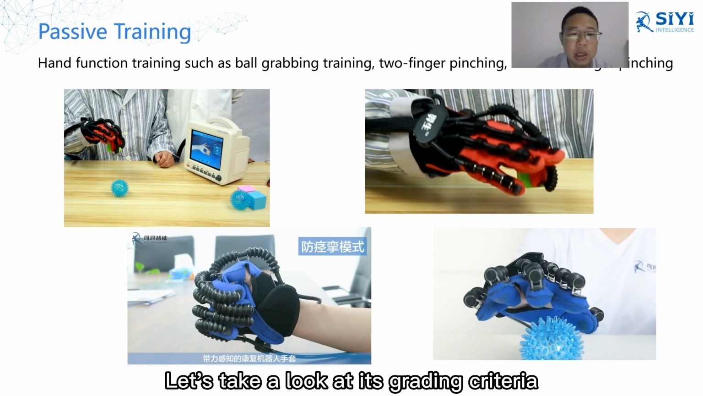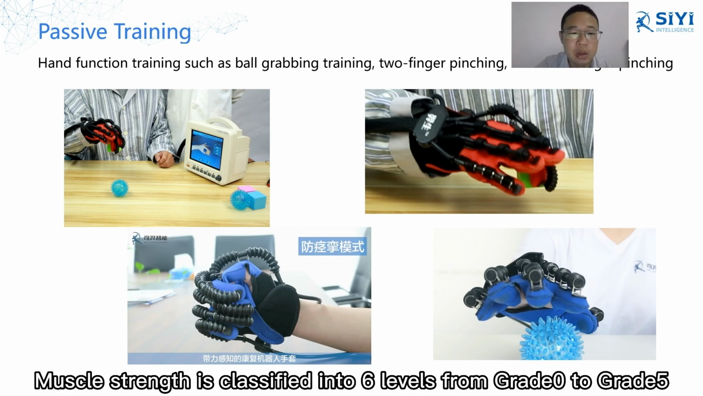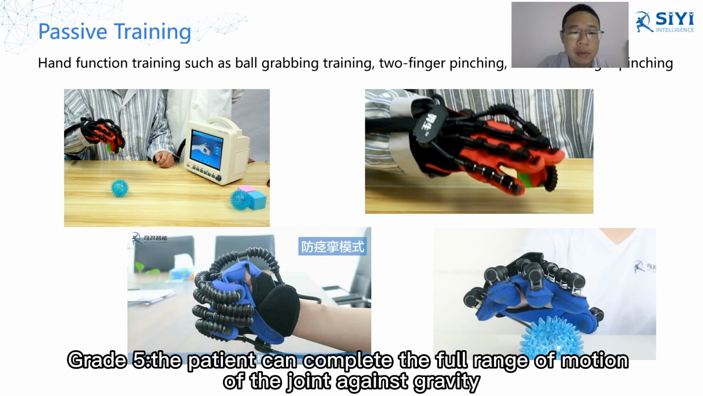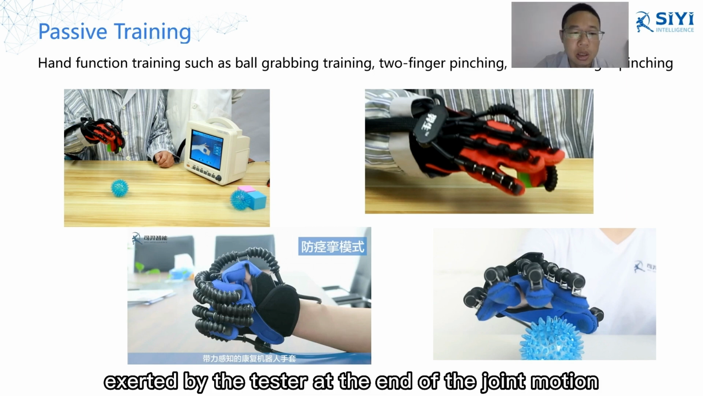Let's take a look at its grading criteria. Muscle strength is classified into 6 levels from 0 to 5. Grade 5 means the patient can complete the full range of motion of the joint against gravity, and at the same time can resist the maximum resistance exerted by the tester at the end of the joint motion.